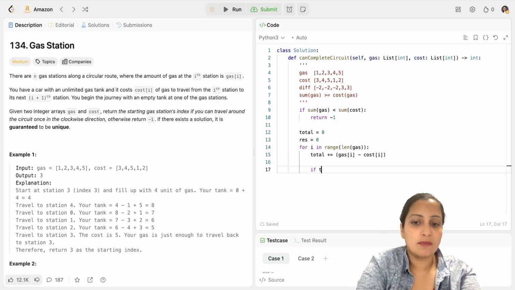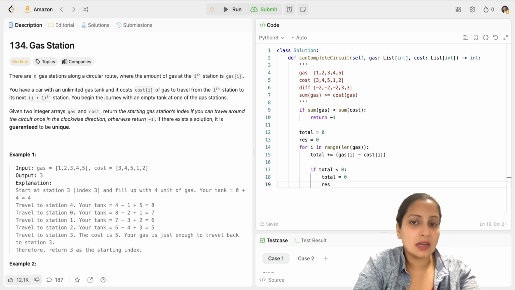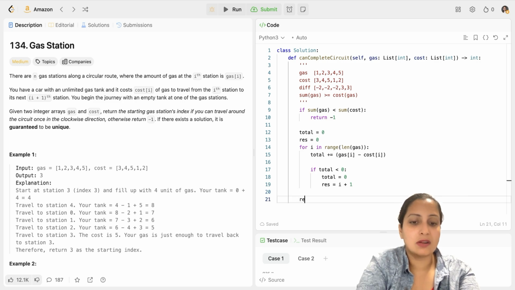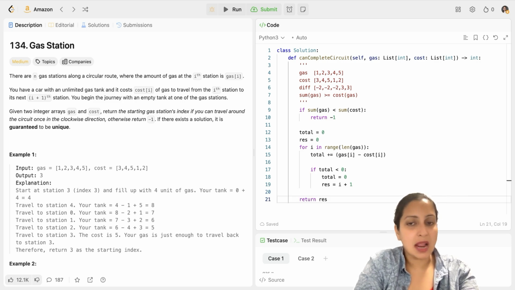And then I check if my total is less than 0. If it is less than 0, then I reset my total to 0 and I move to the next index. That's what I need to do, right? So my result cannot be this index, since my total became less than 0 and I ran out of gas. So I have to check for my next index, and my result would be i plus 1. So I update my result. And then finally, whatever result I have got, I just return that result. That would be my end index.